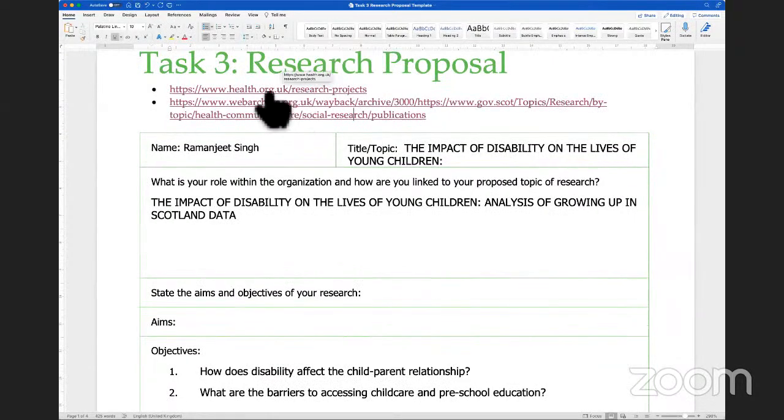One is the Health Foundation, the other is the NHS Research Archive, in which we are able to dive in and pick out a research report which has been published already by the National Health Service. So when I click on these, the two websites open. Now I'll switch you back to the browser to show you these sites.